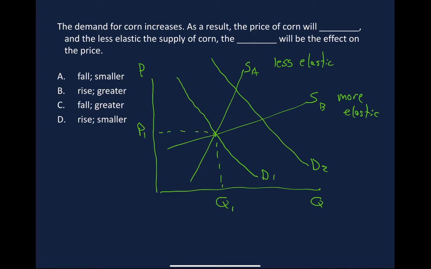And you can see that as we move along the less elastic supply curve, we get a relatively large increase in price and a relatively small increase in quantity. For the more elastic supply curve, the price increase is relatively small and the quantity increase is relatively big. And so the demand for corn increases. As a result, the price of corn will rise, and the less elastic the supply of corn, the greater will be the effect on the price.